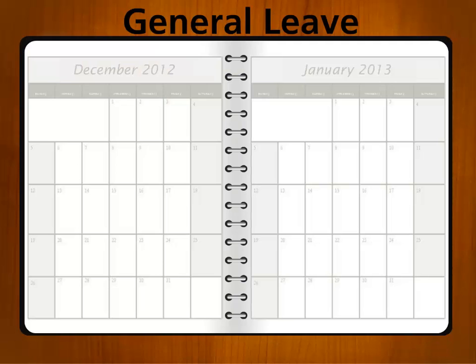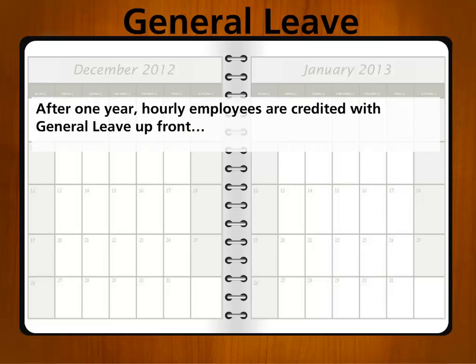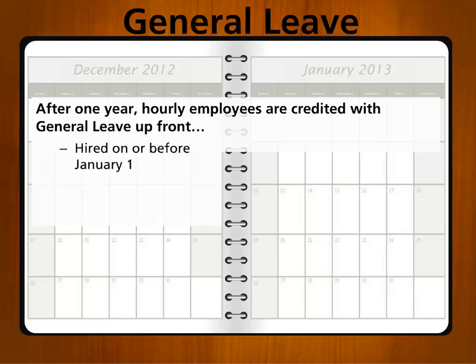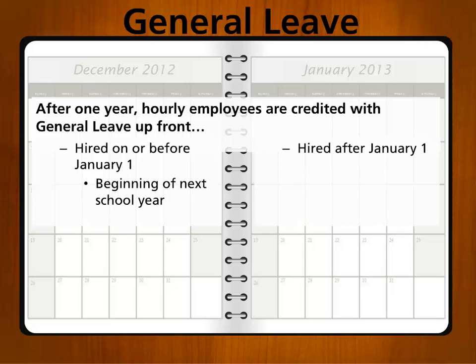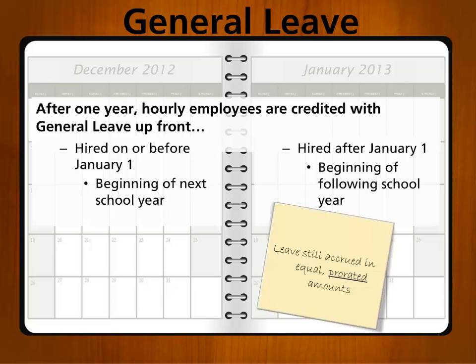After the first year of employment, hourly employees are credited with their general leave up front. Employees hired on or before January 1st receive this credit at the beginning of the next school year. Those hired after January 1st are credited at the beginning of the following school year. Although leave may be credited up front and available to use at the beginning of the work calendar, the employee still accrues leave in equal prorated amounts.